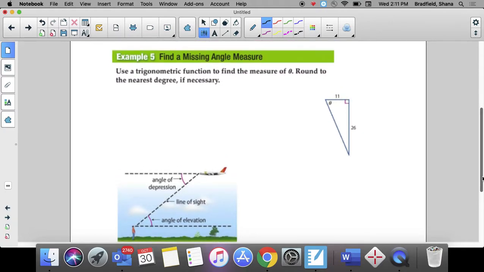In example 5, it says find a missing angle measure. So that's what we're going to do. We're given a couple of sides, and we want to find out what theta is. It says use a trig function to find the measure of theta, round to the nearest degree if necessary. So we're going to start with a trig function. We have angle theta, we have the adjacent side, which is 11, and we have the opposite side, which is 26. So a tan function uses opposite and adjacent. Tan theta equals opposite over adjacent. And then we're going to substitute.